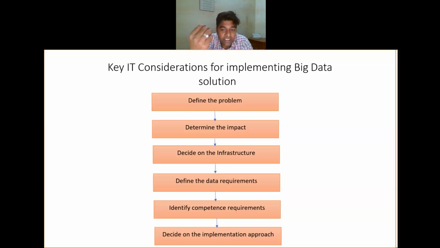So first we have the problem definition, then we find out the impact, and after that we decide the infrastructure. After that, we define the data requirement, where we deal with different types of data, like social media data, videos, or text. Then we identify the competence requirement. That is also very important.